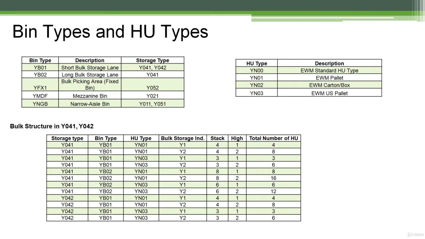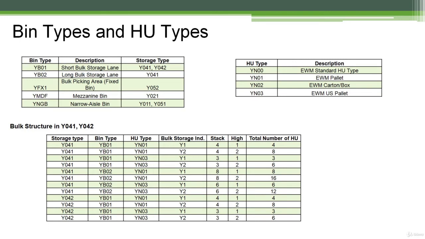So bulk structure is required for storage types where we have bulk strategy. So Y041 and 42 have bulk strategy, and the products are kept directly on the floor in special lanes. They are stacked one behind the other and one above the other.